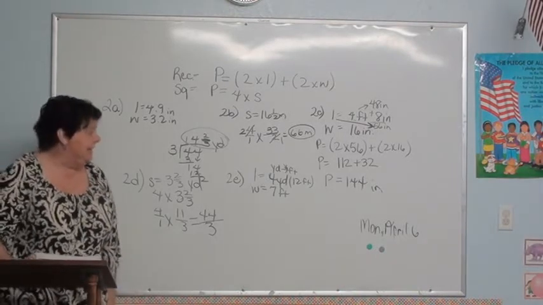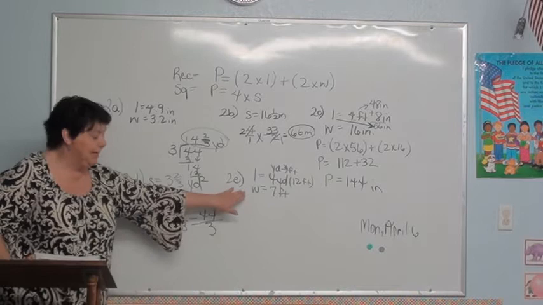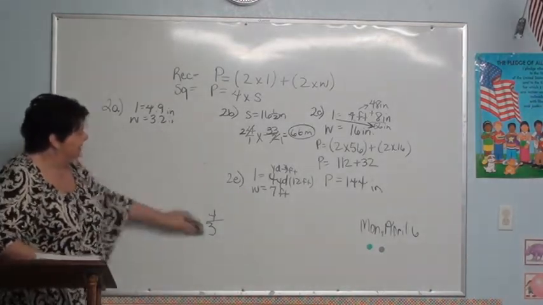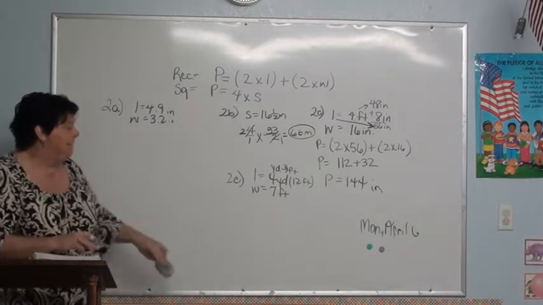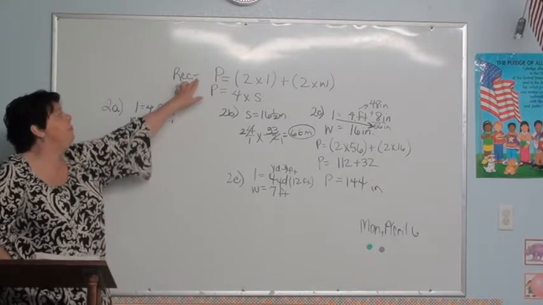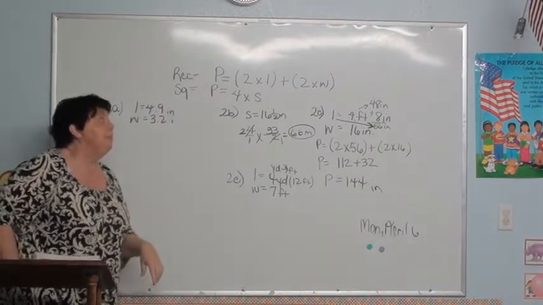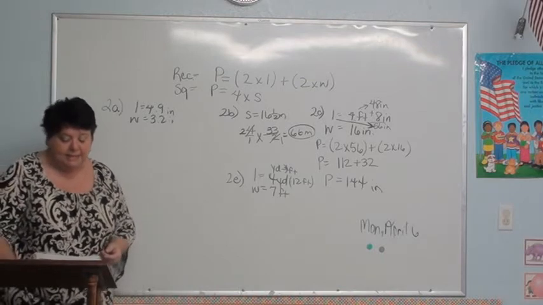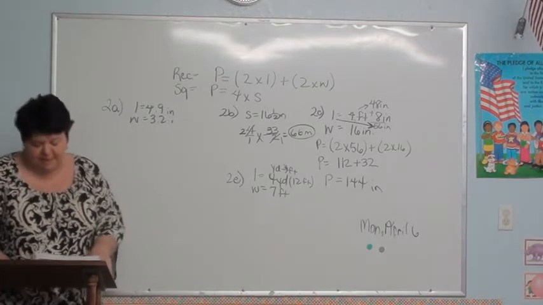Now we're on E. Let me clean my board a little. Math takes up a lot of space. Let's look at E. 2E in your book says it's a rectangle. Remember our formula for the perimeter of a rectangle. Perimeter equals 2 times length plus 2 times width. In E, the length is 4 yards and the width is 7 feet.